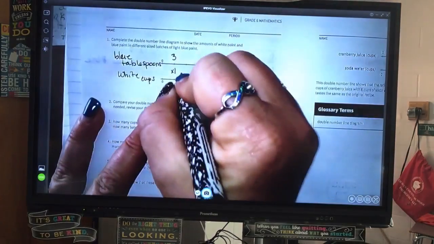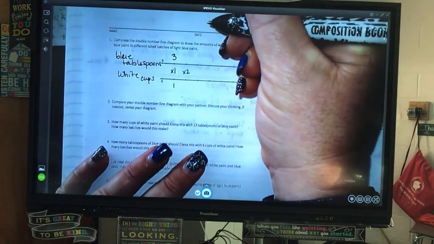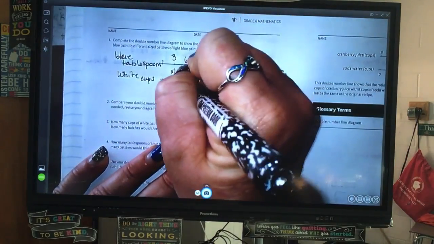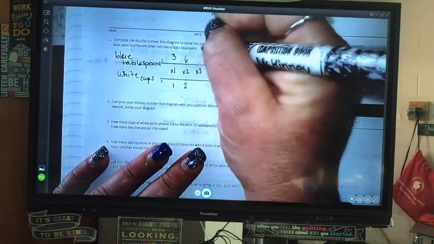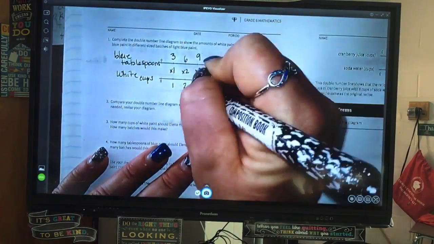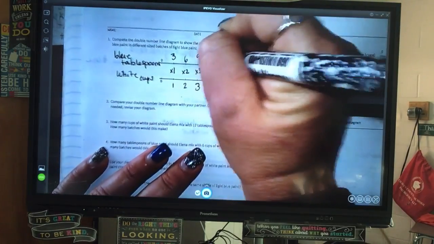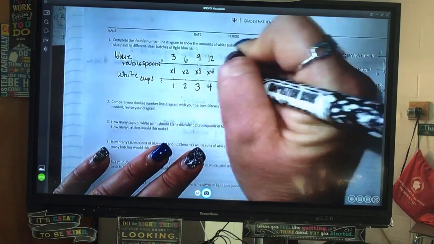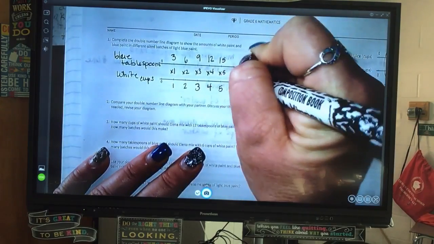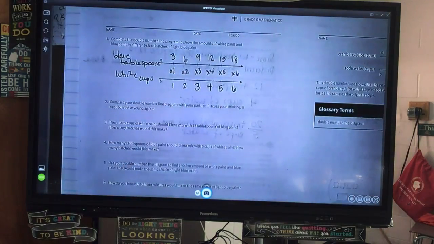All right, so when we multiply this by 2, how many are going on top? Gemma: 6. How many are going on the bottom? 2. When I multiply this by 3, how many go on top? 9. How many go on the bottom? 3. When I multiply this by 4, 12, bottom, 4. Multiply by 5, 15, bottom, 5. And multiply by 6, 18, and bottom, 6. Perfect.